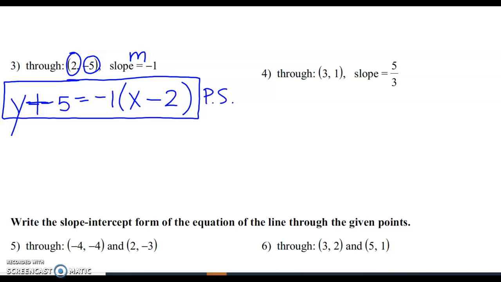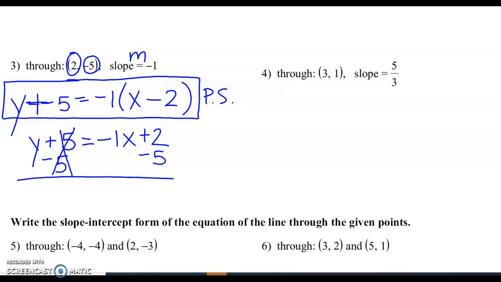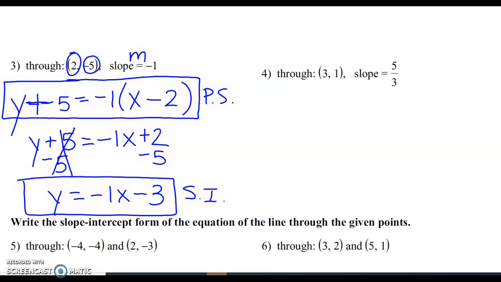So now to get to slope intercept, I would distribute. So y plus 5 equals -1 times x is -1x. -1 times -2 is +2. To get y alone, to get rid of plus 5, we would subtract 5. So there we are in slope intercept form at y equals -1x. 2 minus 5 is -3. And that is your slope intercept form.